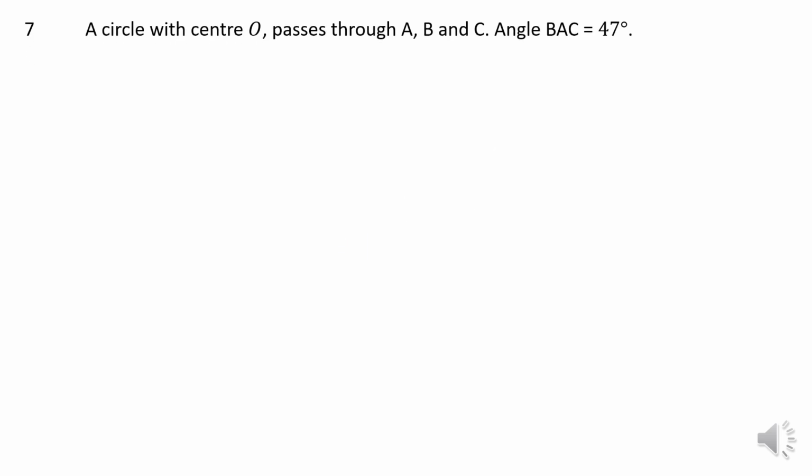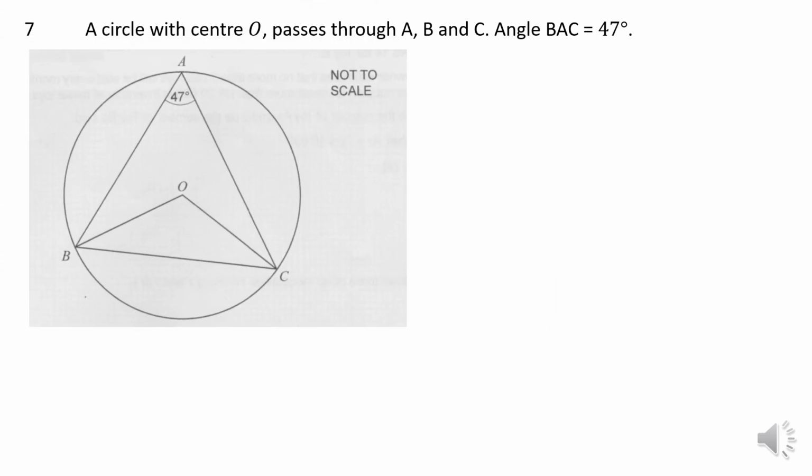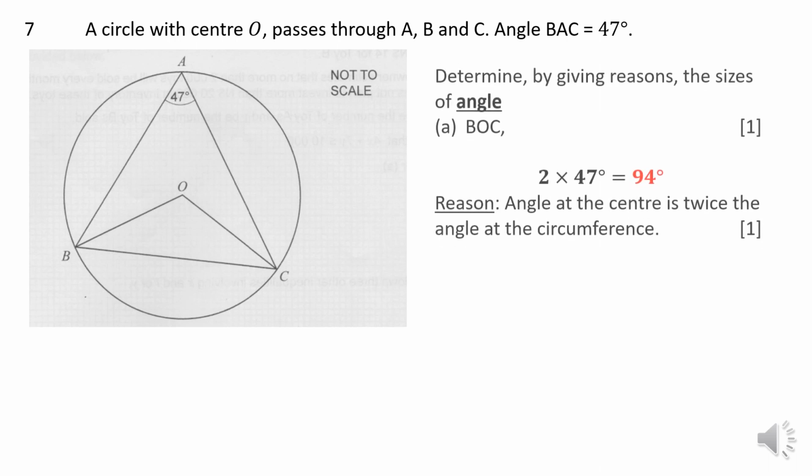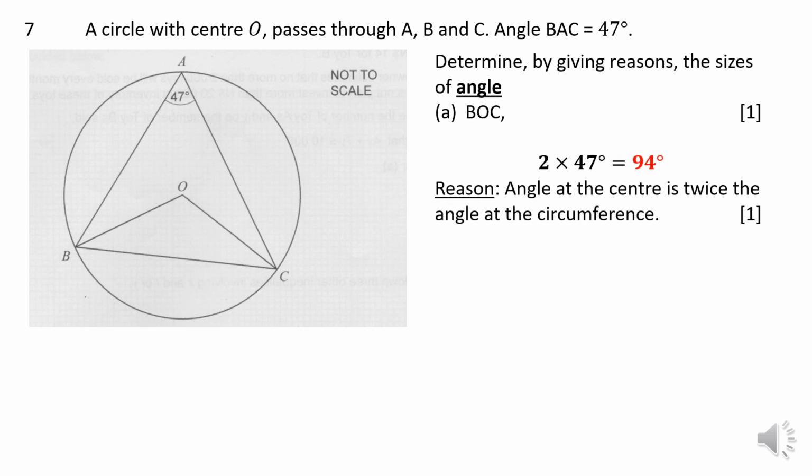Question 7. A circle with center O passes through A, B, and C. As you can see here, you have the values of A, B, and C. There's a circle, it passes through those points. And this particular angle here, BAC, is 47 degrees. Then determine with reason the value of angle BOC, this angle here at the center. Now, besides the fact that you can see this is an isosceles triangle here, I also did it, you will see it in a minute.